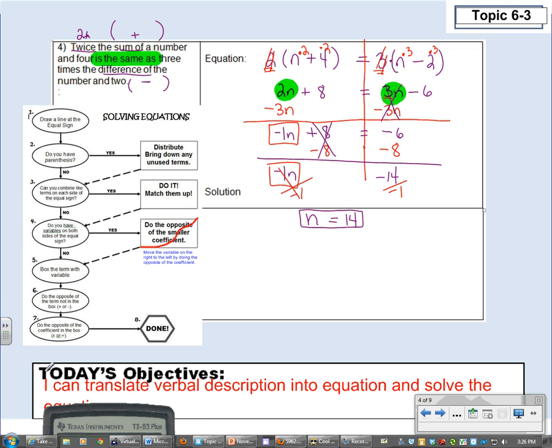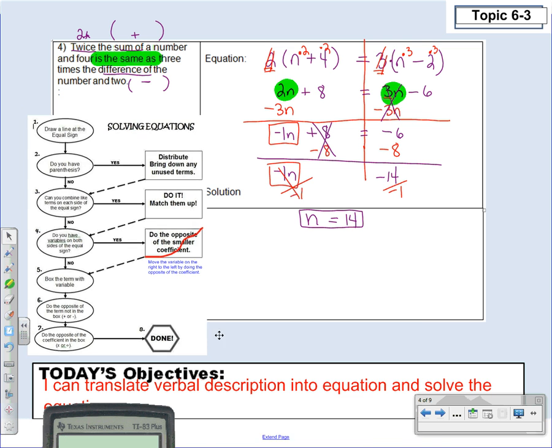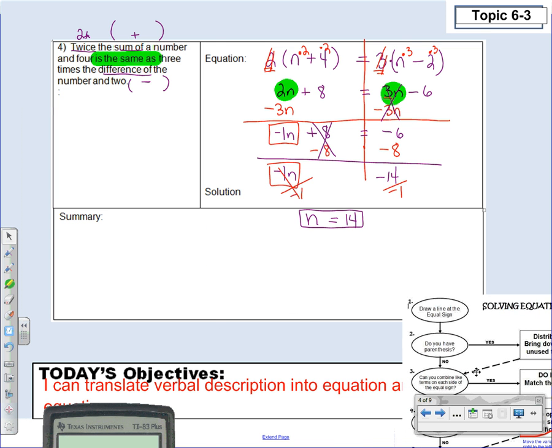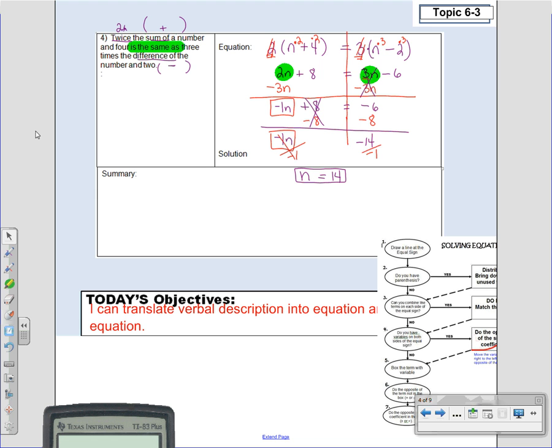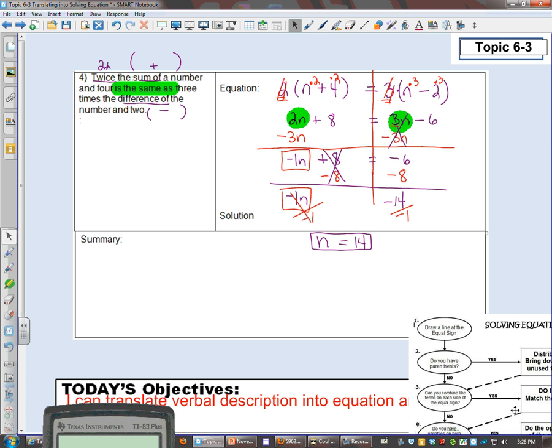So to summarize what we have done today, we're going to answer our essential question of how can I translate verbal descriptions into an equation and solve it? The first thing we did, we're going to answer, I can translate and solve verbal descriptions by, the first thing we did was we found the words for equal.